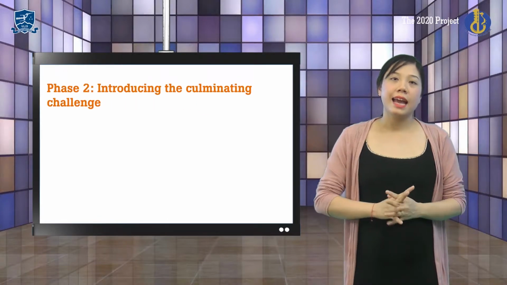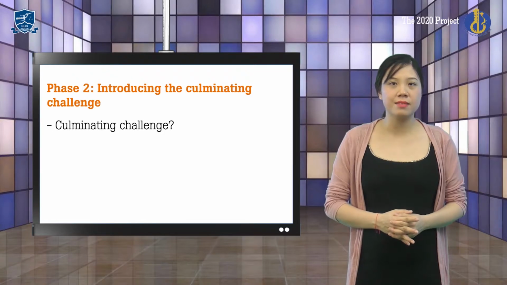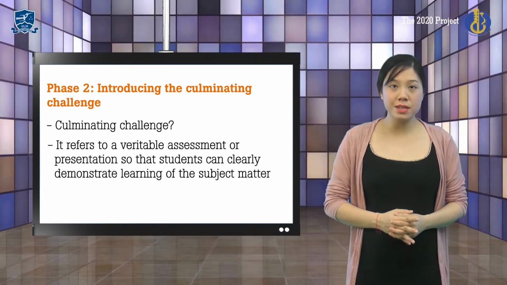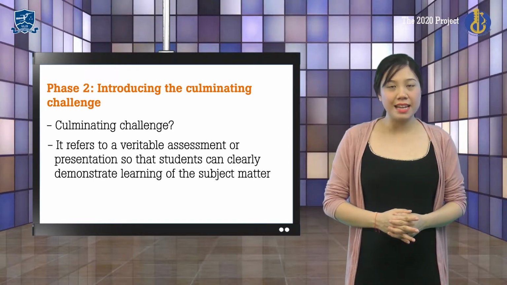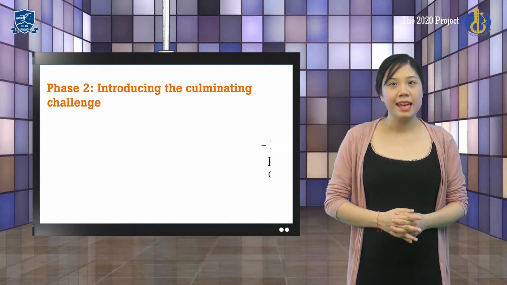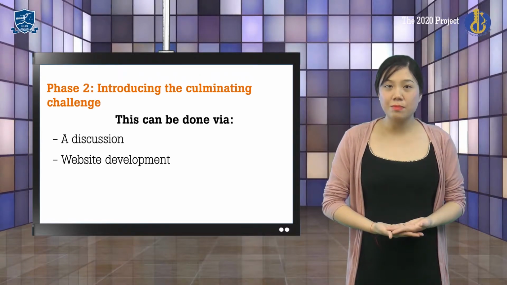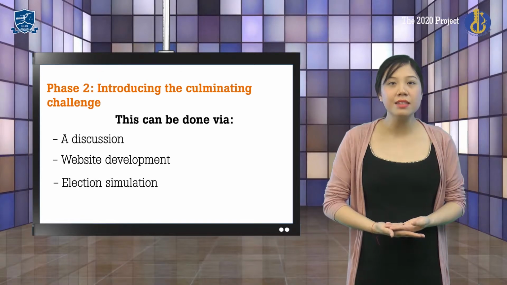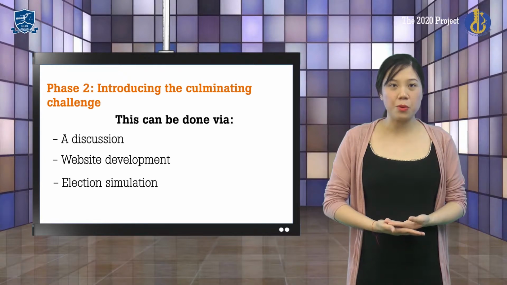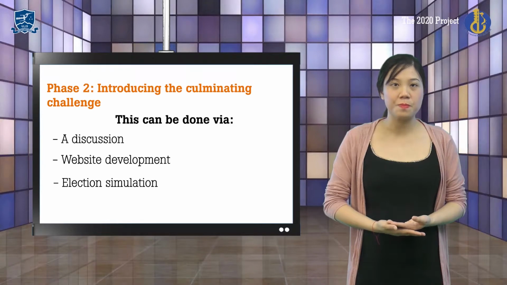Phase 2. Introducing the culminating challenge. What is a culminating challenge? A culminating challenge refers to an authentic assessment or presentation so that students can clearly demonstrate learning of the subject matter. This can be done via discussion, website development, election simulation, and so on. In this phase, students are provided with guided choice concerning the options for authentic roles.